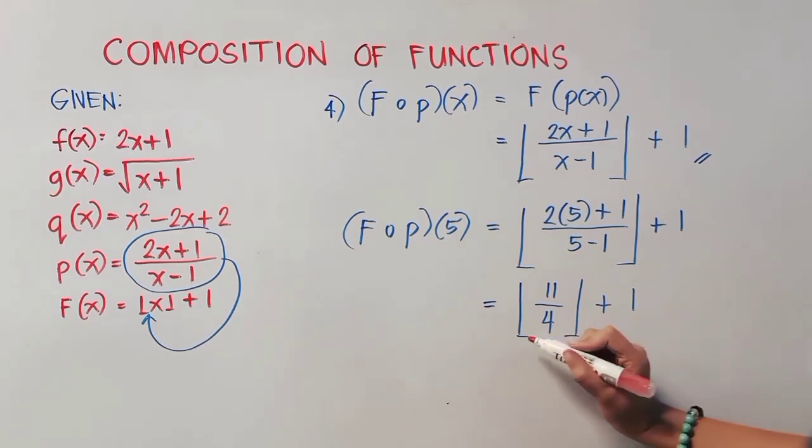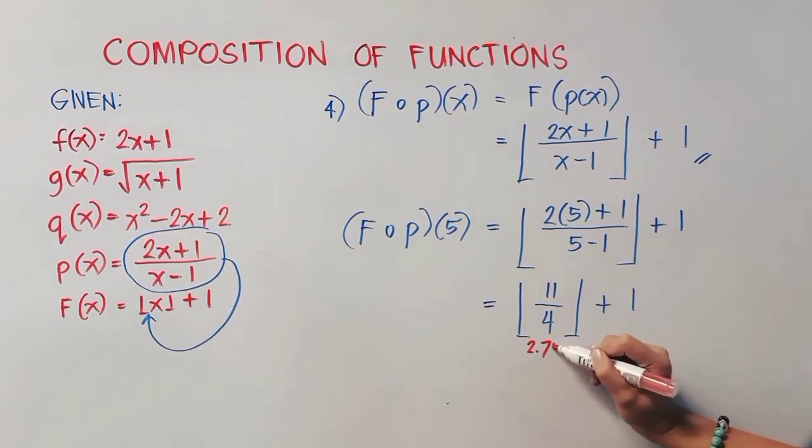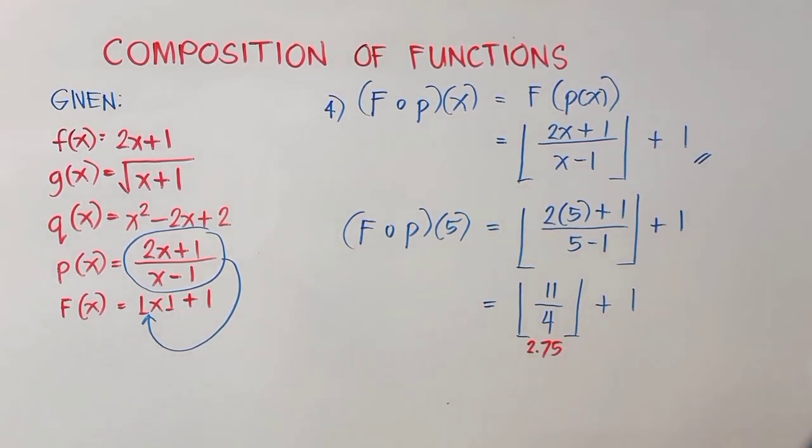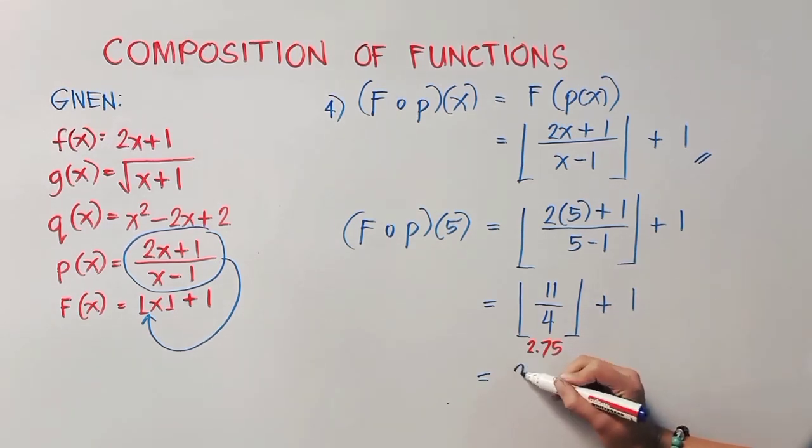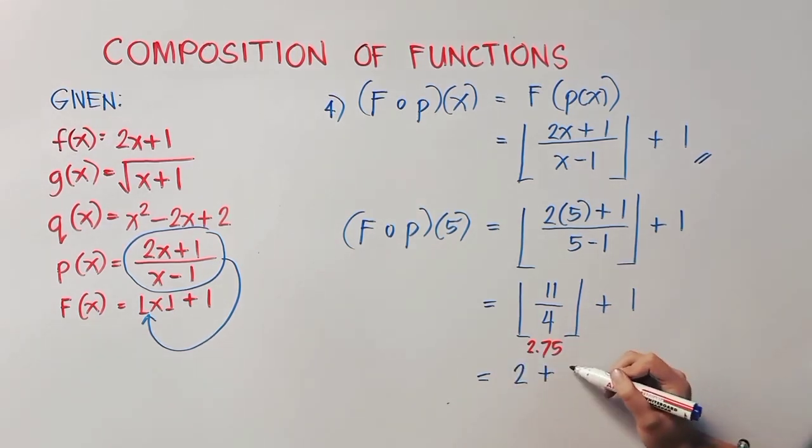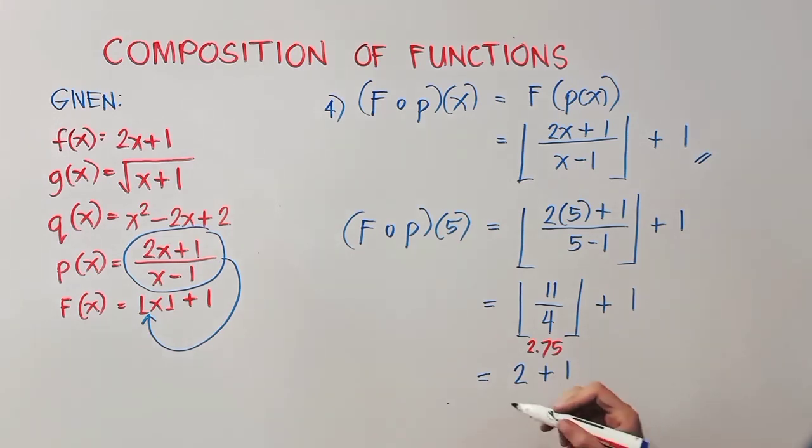11 over 4 is 2.75. Now a floor function makes you think of the nearest integer down. So we have 2.75 goes down to 2, and then copy plus 1. So our final answer here is 3.